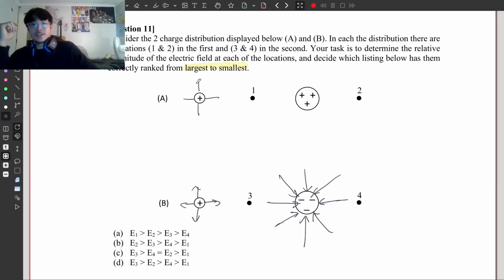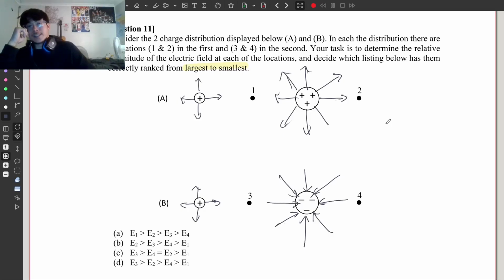So I'm doing this because it's a smaller charge, so the magnitude of the field will be smaller. And then this guy here will be pretty big, so we can do it the same as its negative friend below. So what we find is that because this is a positive and positive, and we know that like charges repel, we can say that 1 is probably going to be the weakest in terms of magnitude.